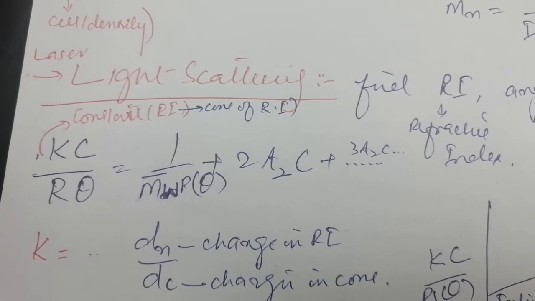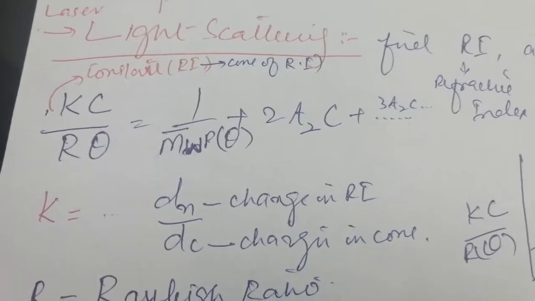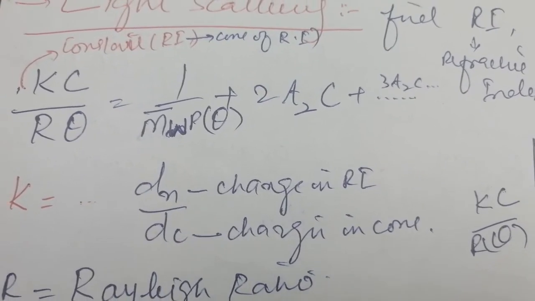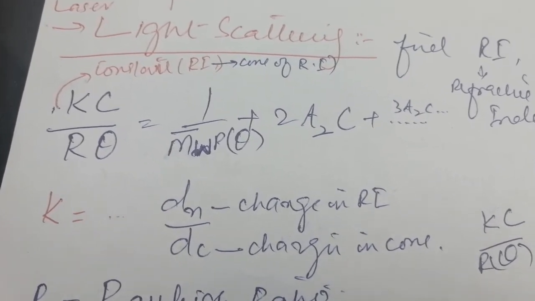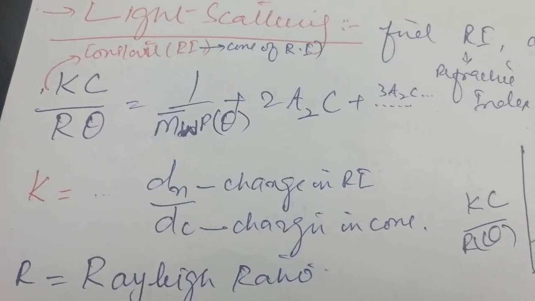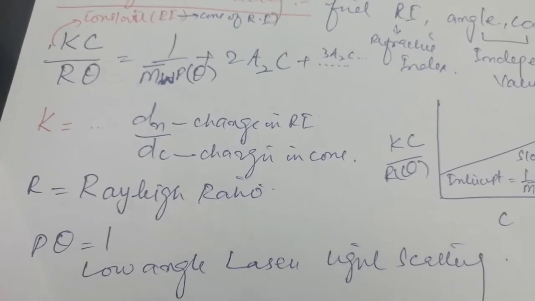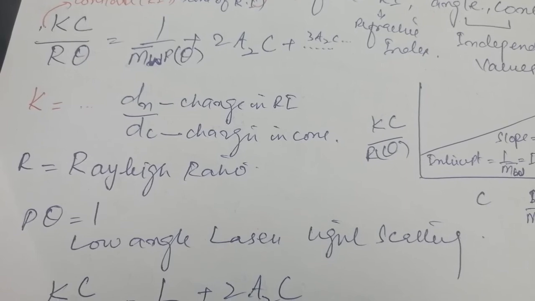Now, one more thing is the K. The K value is a very important one because K depends on the change in refractive index and the change in concentration. So we are considering the variation in refractive index and concentration with the help of K, right? And we are drawing the graph, where R is a Rayleigh ratio and P should be equal, right?